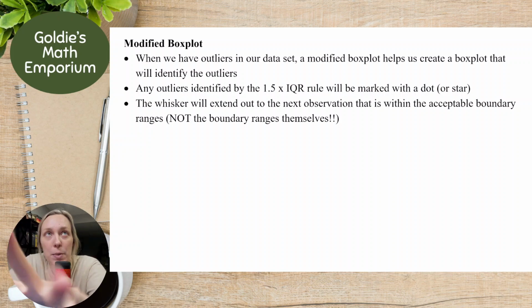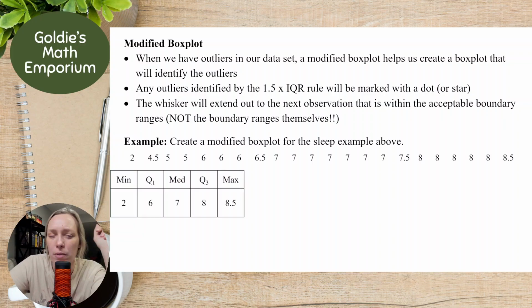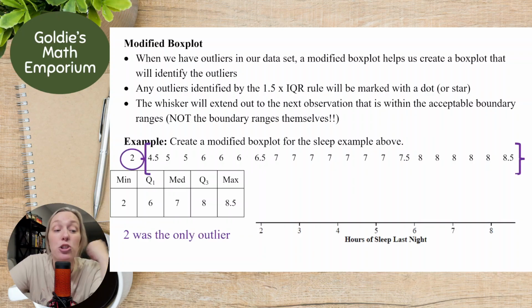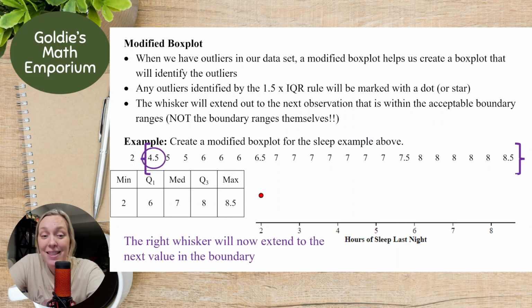And that's the biggest mistake I see students make when they're making this by hand: the whiskers only extend out to the data that is still within the boundary, not the boundary itself. So I'm going to show you what I mean with an example. Here's the sleep example again. Here's my 5-number summary. And we know that 2 was the only outlier. All of these other numbers fell within the acceptable range. So I'm going to mark 2 with a dot because that's my outlier.